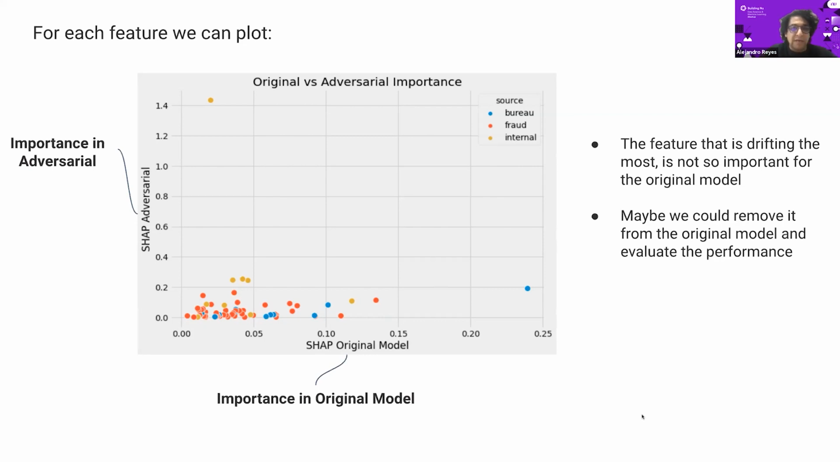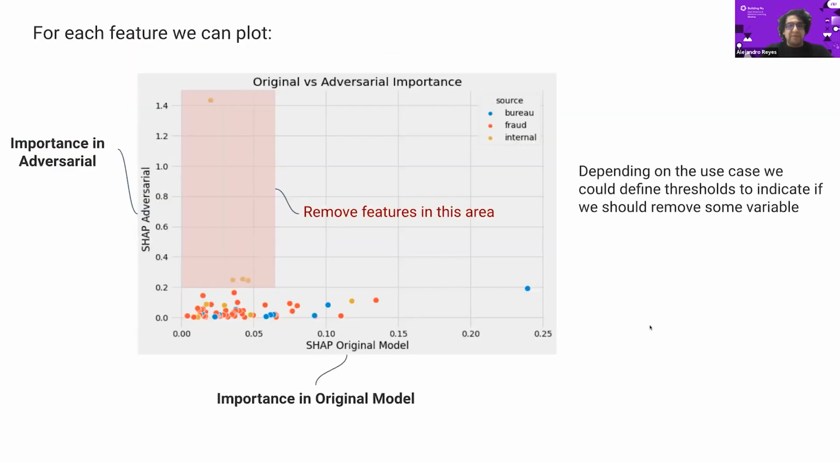And for example, here we have the yellow point in the upper side of the plot. This feature is drifting a lot, it's changing a lot over time. Nevertheless, it's not so important to the model, okay? In contrast, the blue point in the right of the plot is super important to the model, but it is presenting not so high level of drifting, right? So the natural question here is, can we remove the yellow point and reevaluate the performance of the original model? The next one.